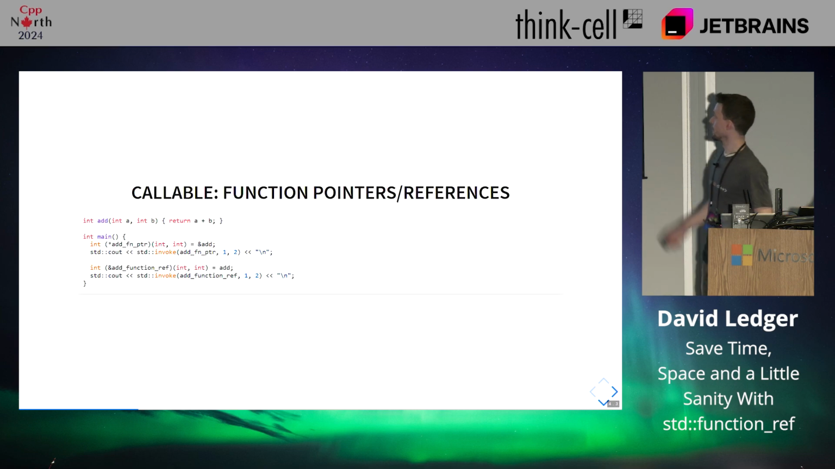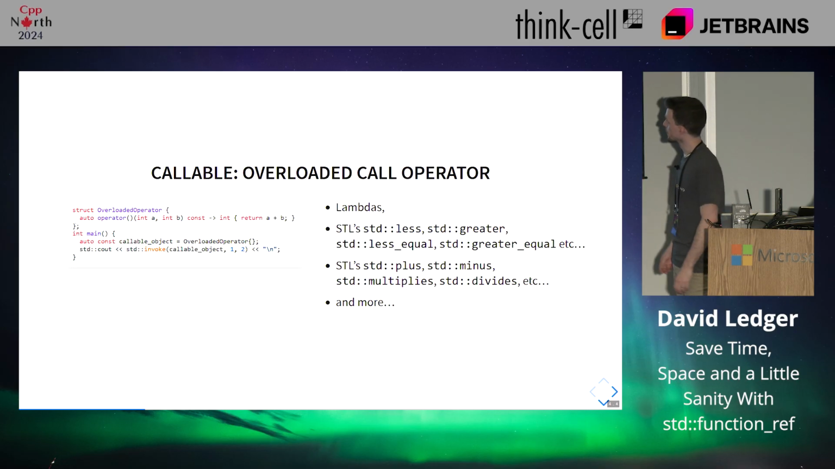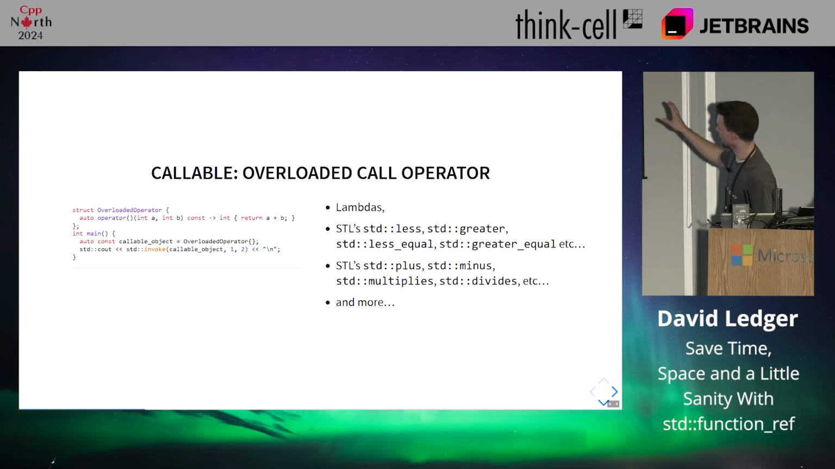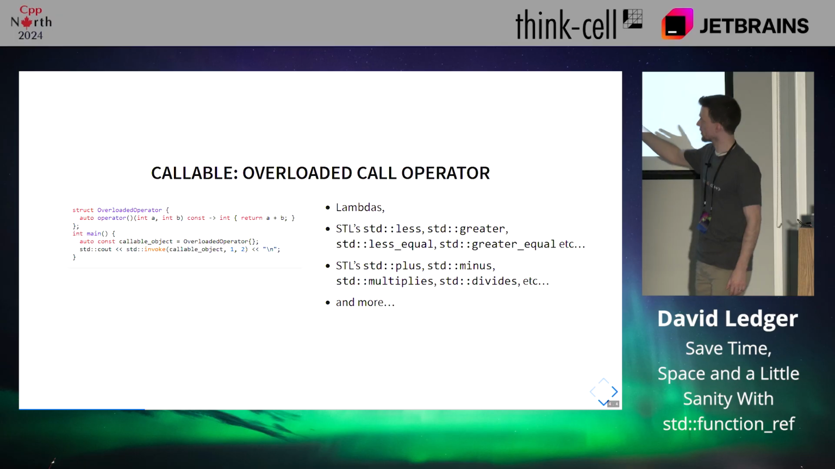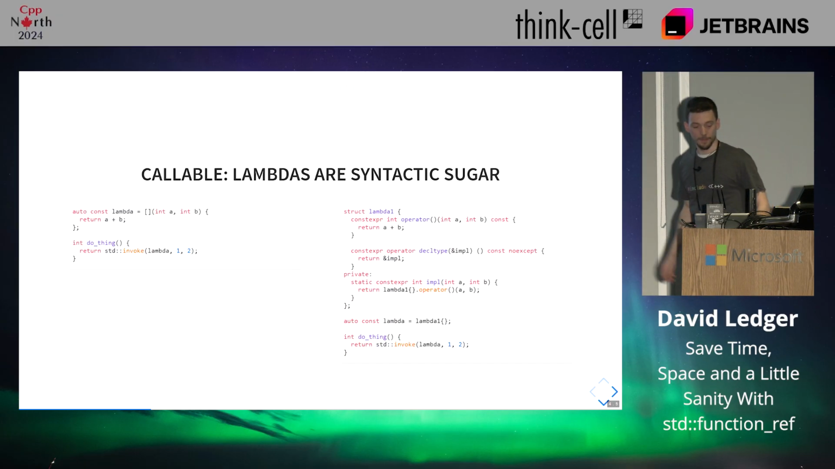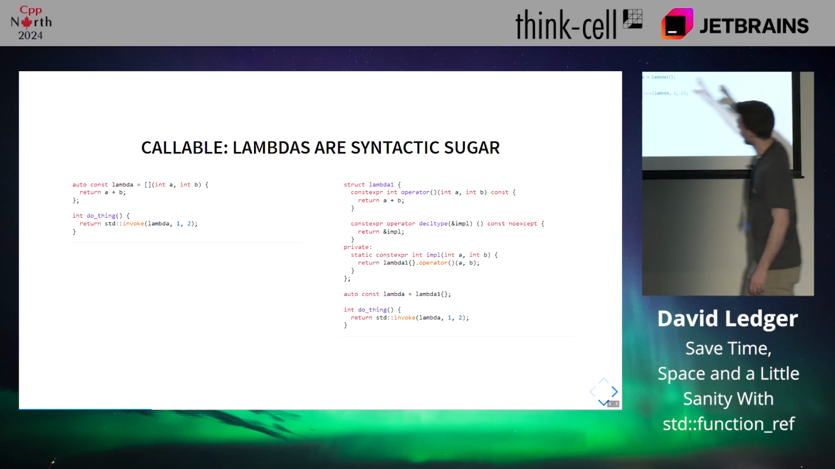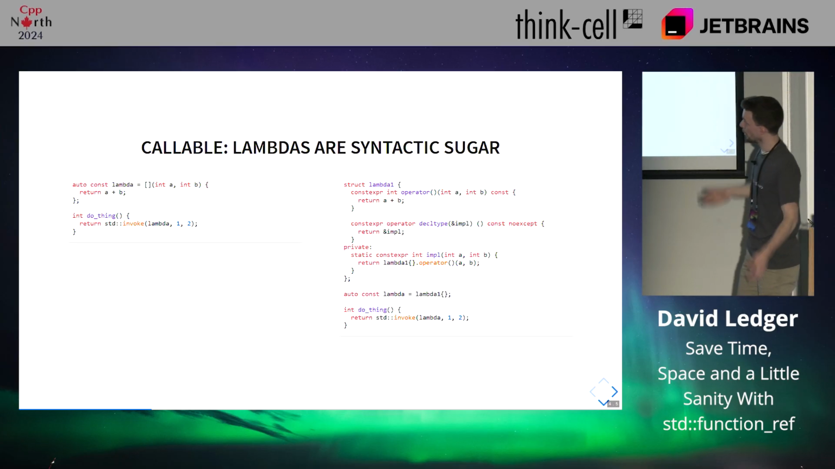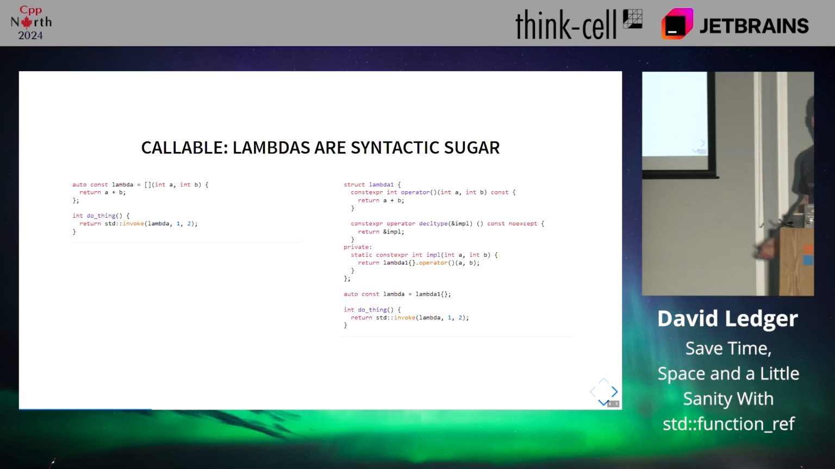They are function pointers and function references, both of which can be called with invoke. So they are callables. They are objects with overloaded call operators, and we have quite a few of these in the standard library. And this is a callable. We can use it with standard invoke, so it is a callable. Lambdas notably are basically syntactic sugar for this case. This lambda will transform into this. So both of these can be used with a standard invoke, so they are also callable.